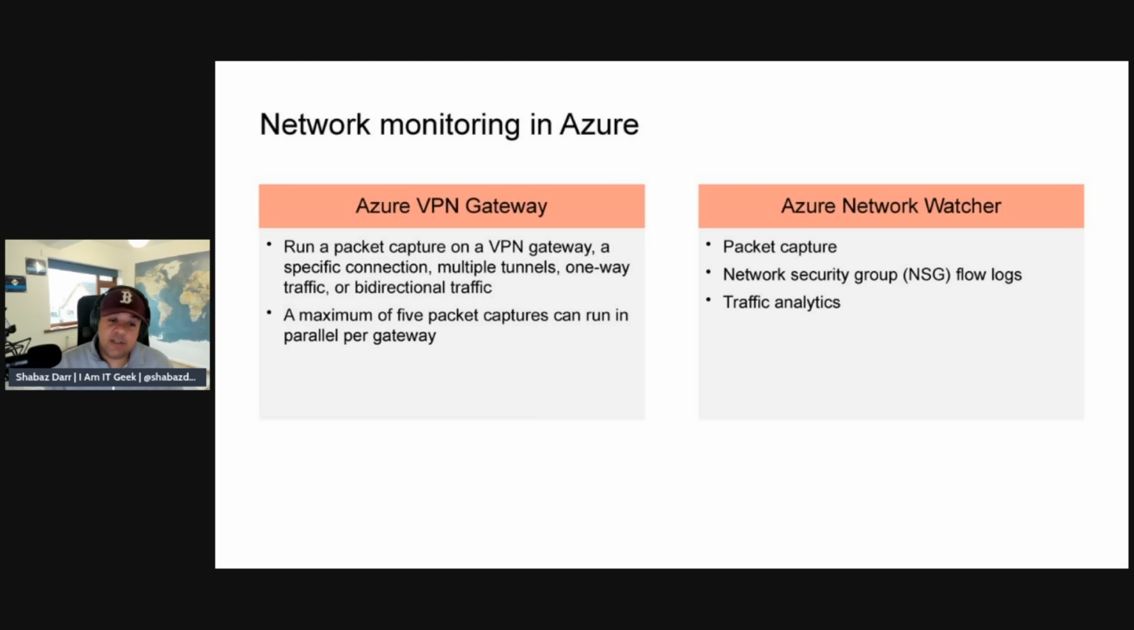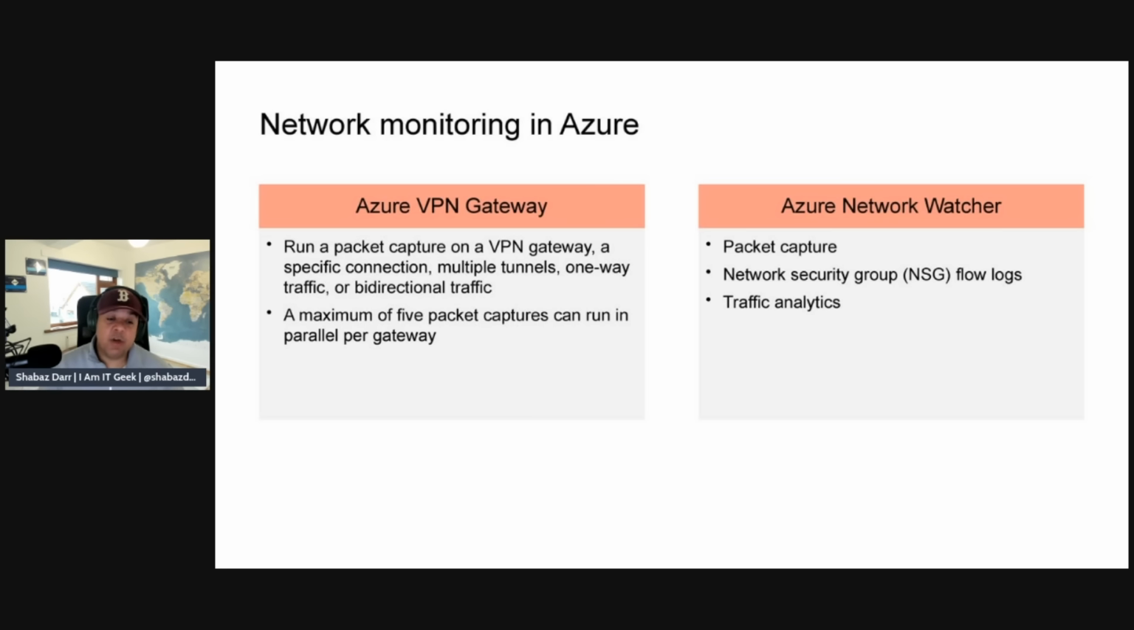We'll explore some of the key considerations and recommended approaches for capturing and analyzing the traffic within your Azure virtual network. The first is Azure VPN Gateway. VPN Gateway lets you run a packet capture on a VPN gateway, a specific connection, multiple tunnels, one-way traffic, or bidirectional traffic. A maximum of 5 packet captures can run in parallel per gateway, and they can be gateway-wide or per-connection packet captures.